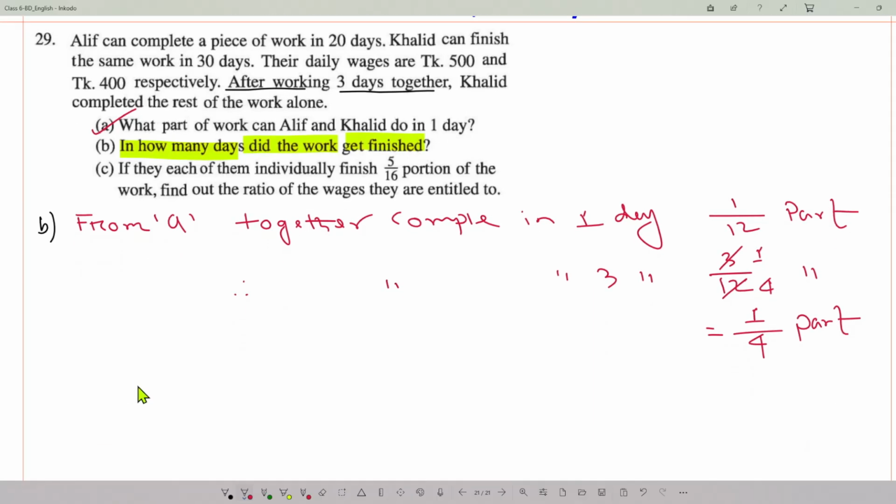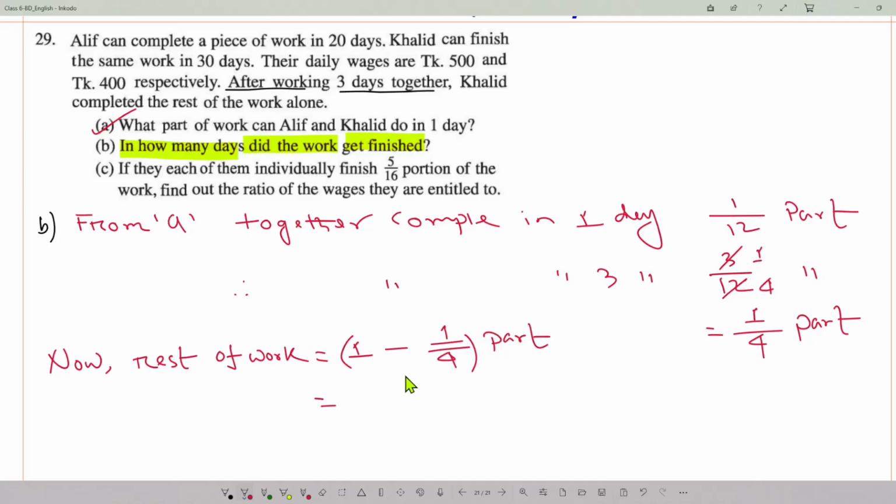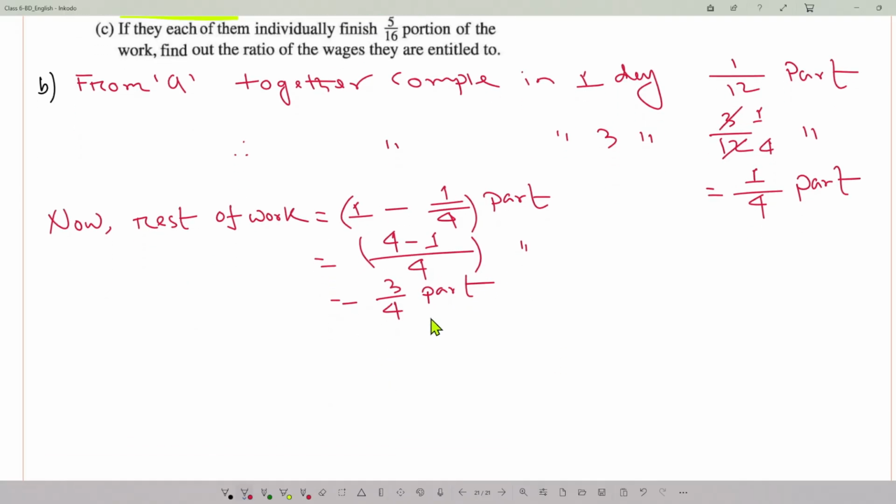This part is done, so how much is left? Now the rest of the work: the whole work is 1, and 1/4 is complete. Then we can make the LCM, so here is 4 minus 1 part. So finally 4 minus 1 is 3, that is 3/4 part. Okay, these 3/4 part will be completed by Khalid.